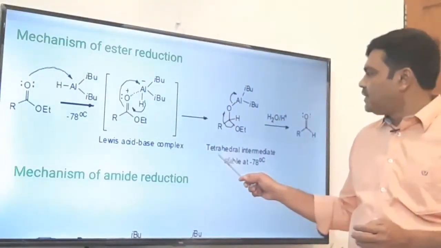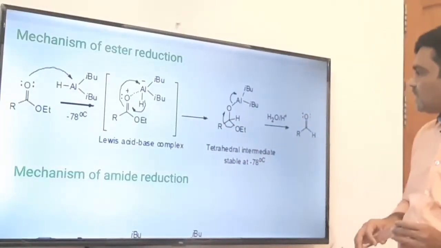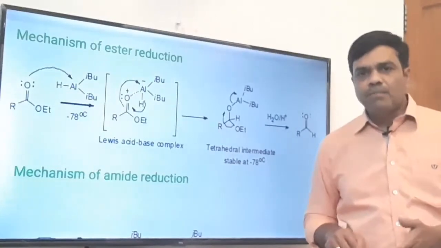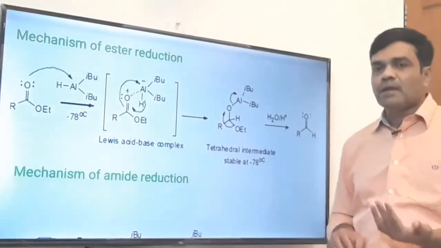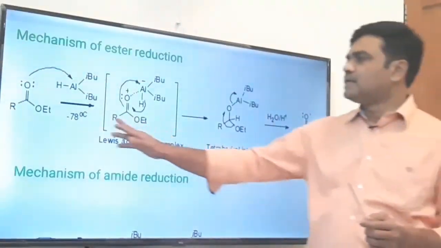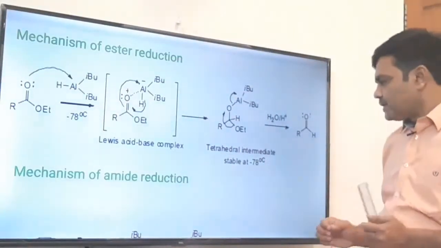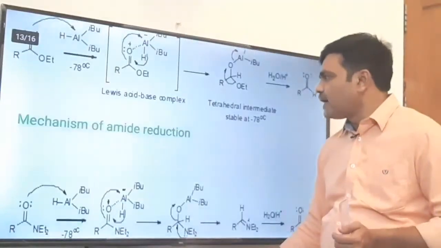Okay, it is interesting to see here that this tetrahedral intermediate is stable at minus 78 degrees Celsius. However, at room temperature it is not stable, so the product obtained is alcohol in that case. But in case of minus 78 degrees Celsius, the product is aldehyde. So very interesting mechanism. After that, let us see the mechanism of amide reduction.